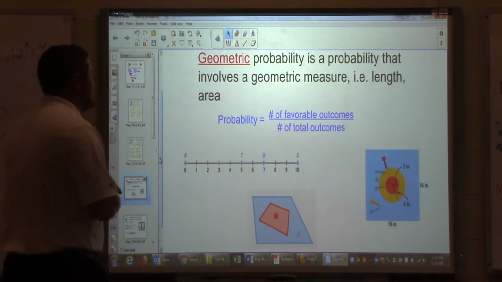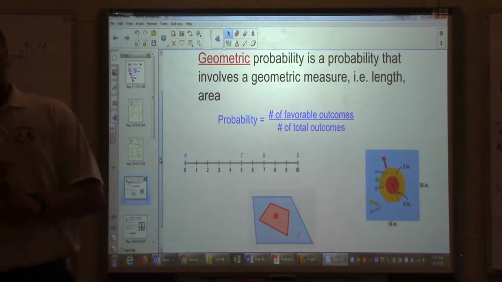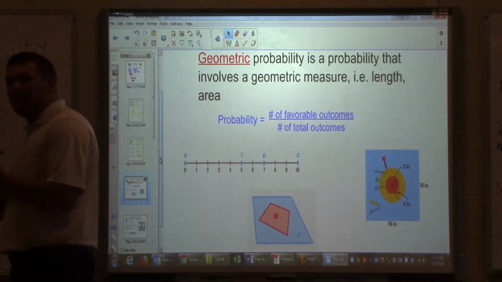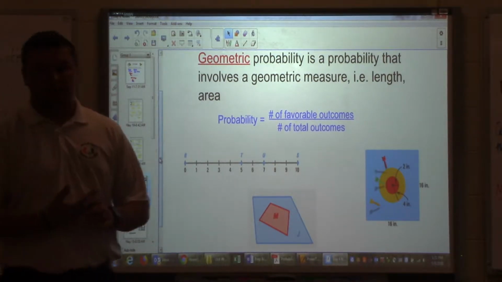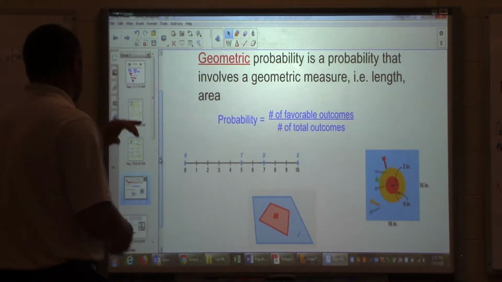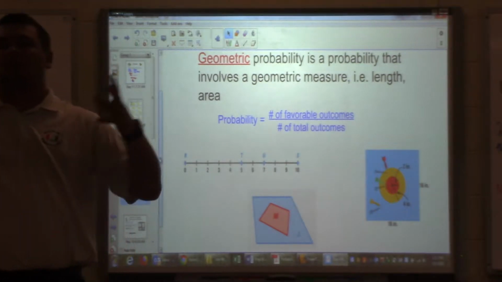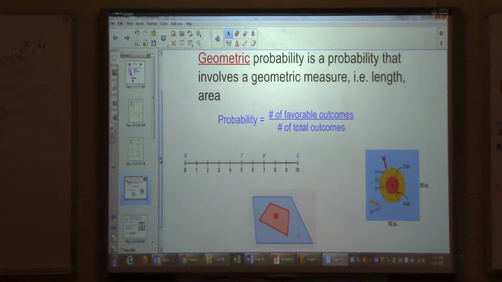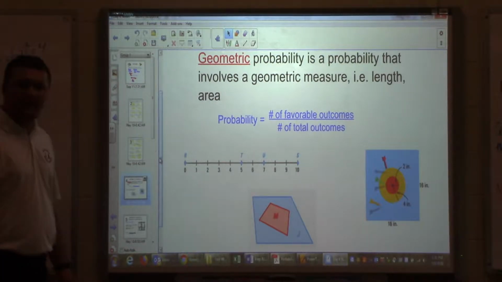So, probability for geometric probability is still the same. It's the number of favorable outcomes over the number of total outcomes. When we're talking about area, it's the area of the favorable outcome that we want over the area of the total thing, or the total area. If we're talking about length, it's the length of the favorable outcome over the length of the total number line, or the length of the total thing that we're measuring. Alright? So area, favorable outcome over total outcome. We got that?